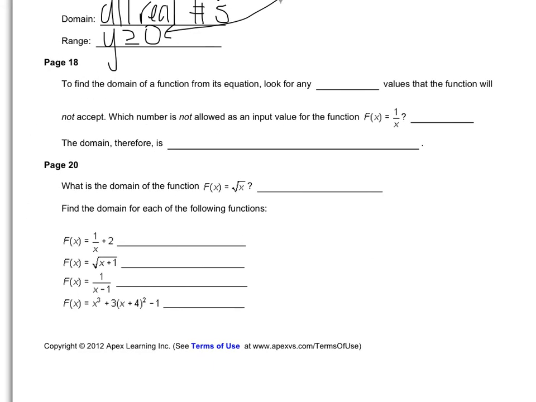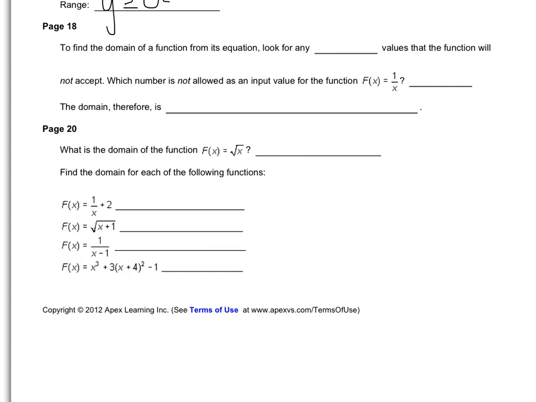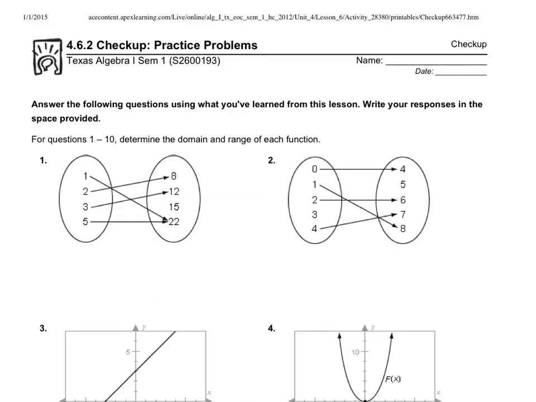All right, we're actually not going to do the rest of these because you have no use for them on your quiz. So moving on to the checkup, questions 1 through 10, you're supposed to determine the domain and the range of each function. Well, we've talked about how to do that from a graph. Now I've got to figure out how to do that from a table as well, or from a mapping.